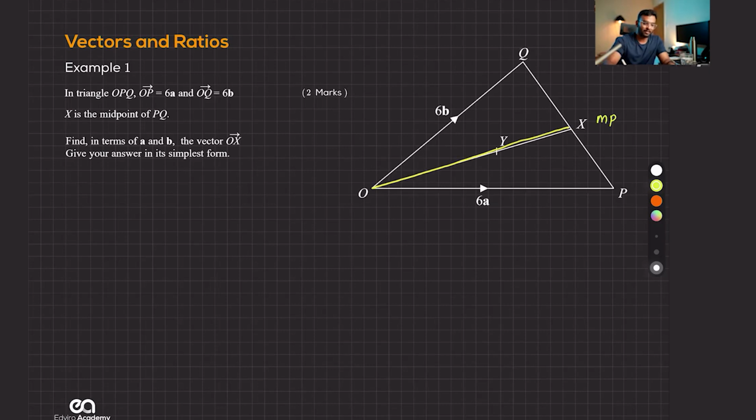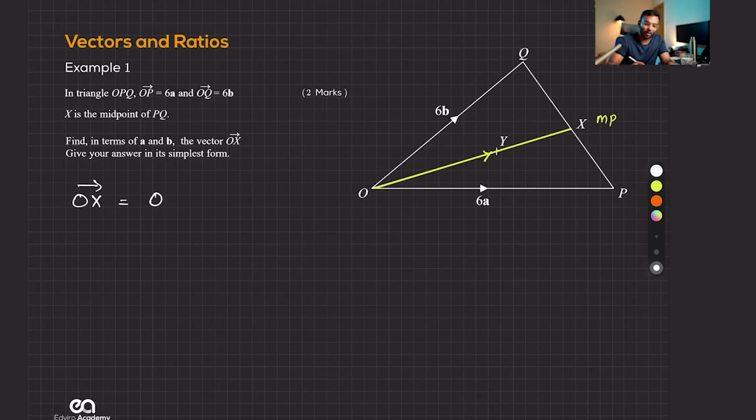You see this green line? That's what we're working out. So I'm finding a pathway to get there. OX must be, how can I go from O to X? You guys tell me, how can I go O to X? There are two paths. How about I go O to P or O to Q?